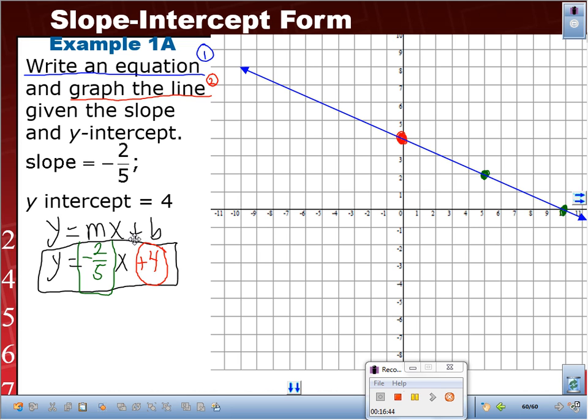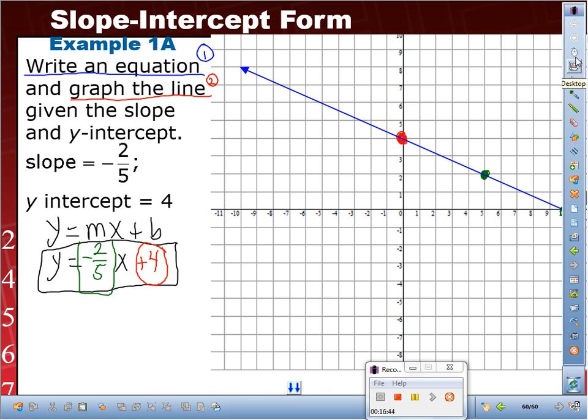It said, write an equation. Did we do that? Yes, we wrote y equals mx plus b, substituted values. Did we graph the line? Yes, we plotted our y-intercept, used the slope to plot points, and then we graphed our line. Got it? On the right-hand side of the big coordinate plane, I want you to write this next example. You don't have to write the instructions anymore because you already have it. I just want you to write the slope and the y-intercept. See if you can do this one by yourself.